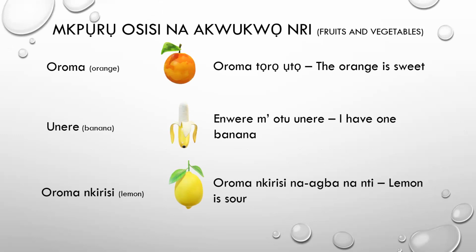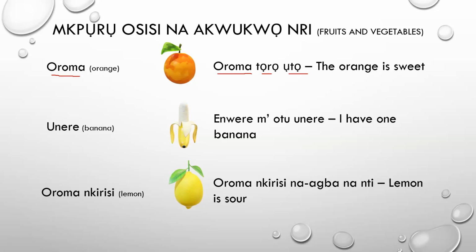Mkpụrụ osisi na akwụkwọ nri, fruits and vegetables. And the first on our list today is oroma. Oroma, which is orange. Oroma toro ụtọ. The orange is sweet. Oroma toro ụtọ. Ụtọ means sweet.